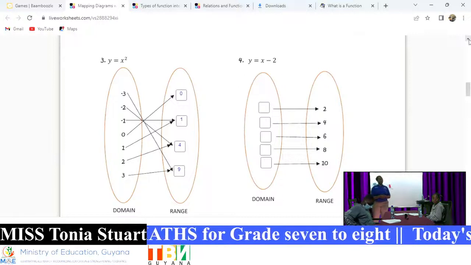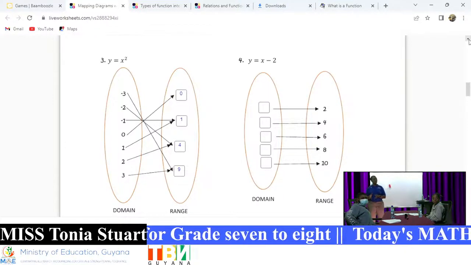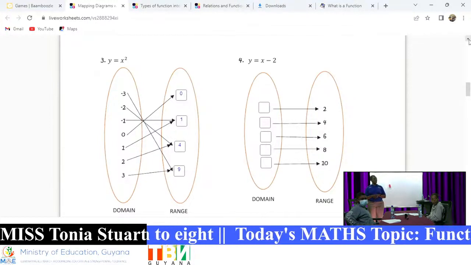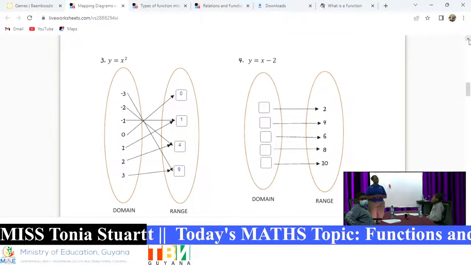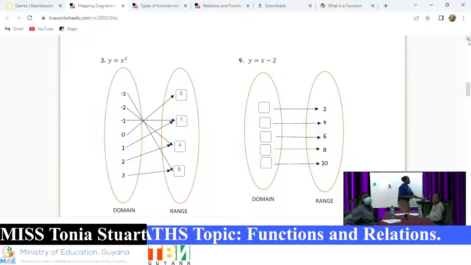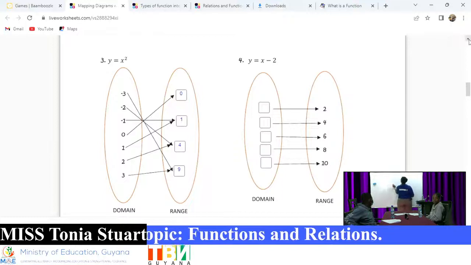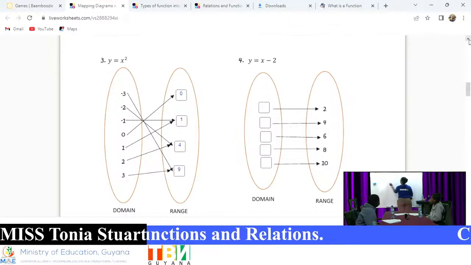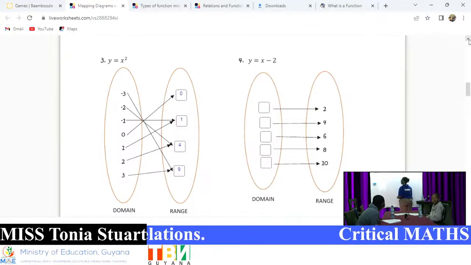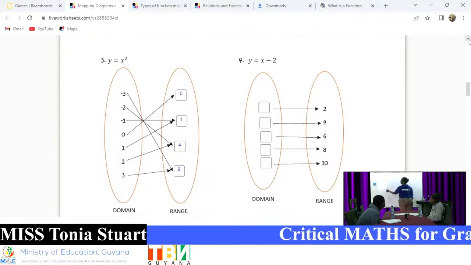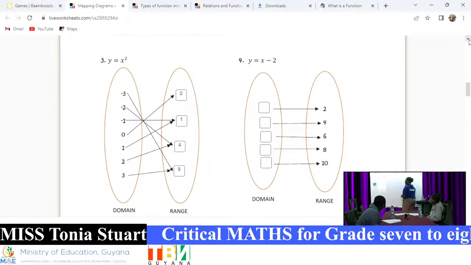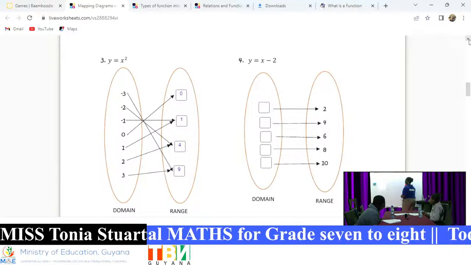So they're actually saying that those values there are equal to X minus 2. So let me write one on the board. Y equal to X minus 2. What is the first value of Y? 2. So we're saying that 2 is equal to X minus 2, agree? Yeah. What do we want to find? We have to find the X.